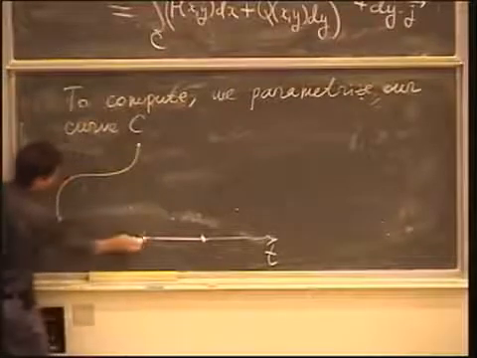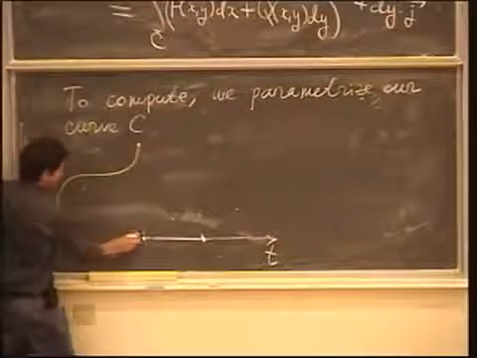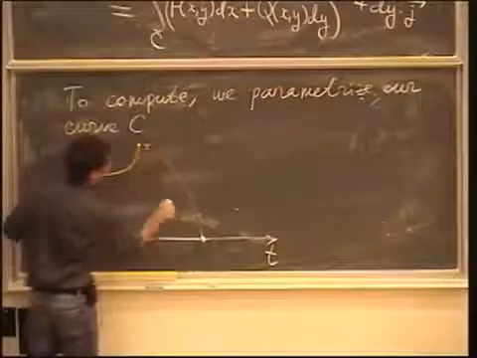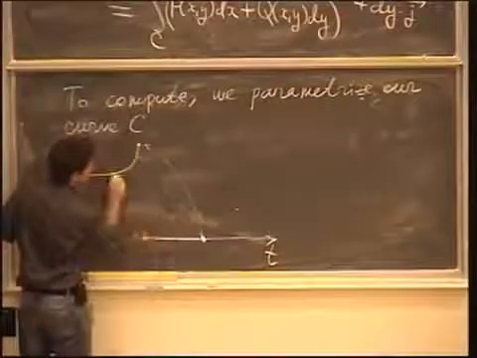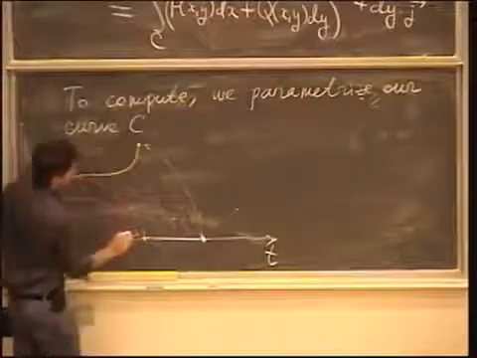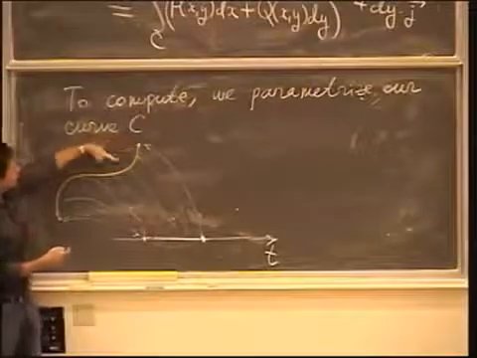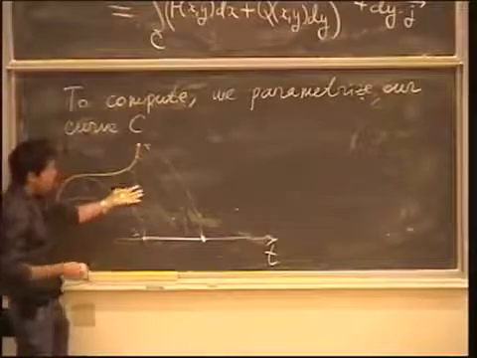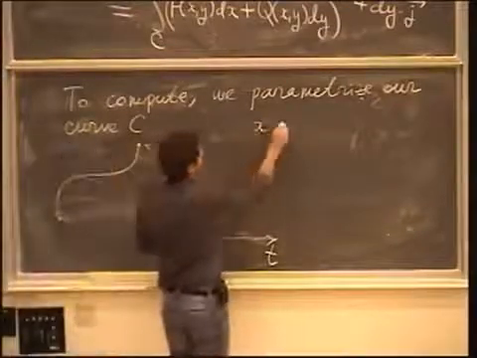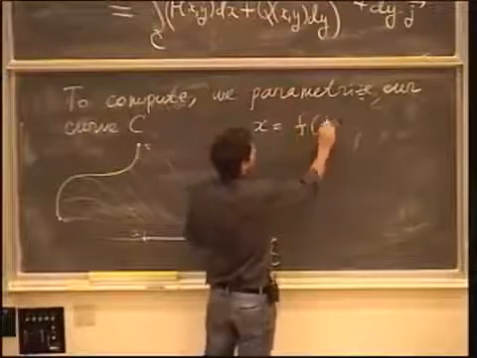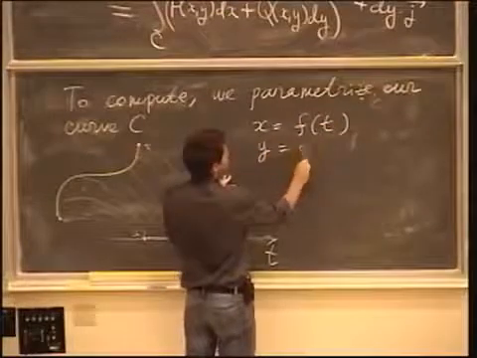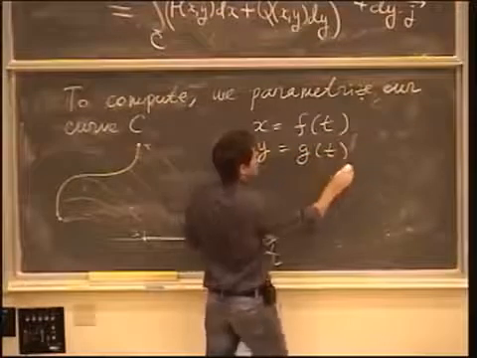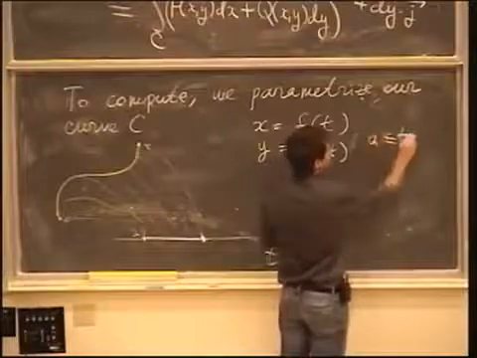We identify this point with this, and we identify this point with this, and the points in the middle are identified in a certain way, right? So that there is a one-to-one correspondence between points here and points here. And algebraically, we write it like this. We say x is f of t, and y is g of t along this curve. And we put some limits on t. It's from a to b.